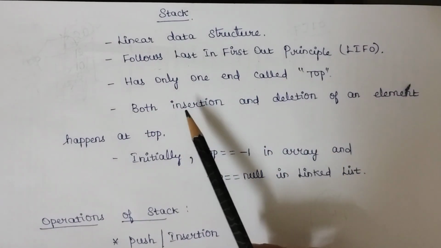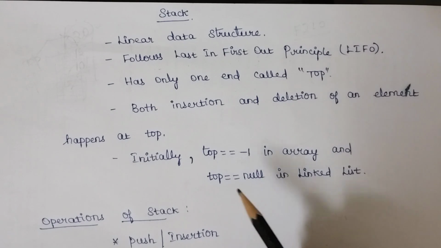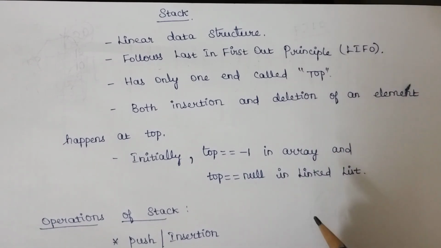It is a linear data structure, that is, stack can hold or contain data in an ordered sequence. So what is an ordered sequence? Here ordered sequence means the order in which we are inserting the elements. Based on that order only, the elements get stored into the stack in a sequential way. So that is what we mean by an ordered sequence here.